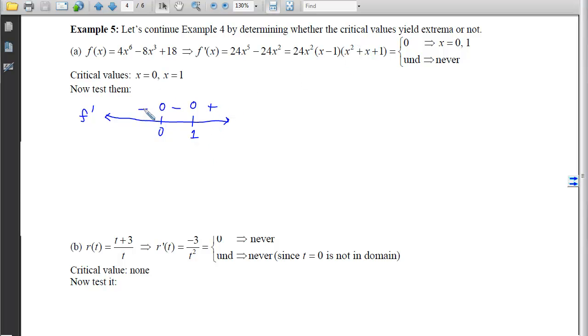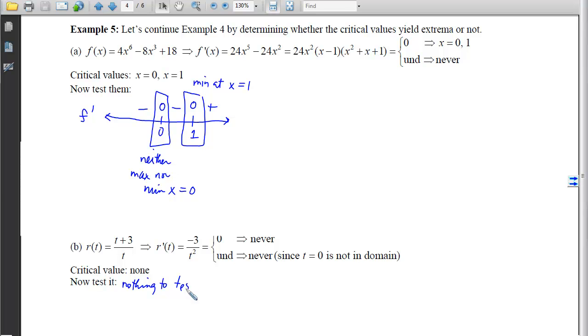What that means for us is that my original function was falling, then it flattened out, and then it kept falling, and then it rose. So I can see that at 1, I'm going to have a min, and at 0, nothing is going to happen. I'm going to have neither a max nor a min. If we look at part B, notice that I had no critical values. Because there are no critical values, there's nothing to test.